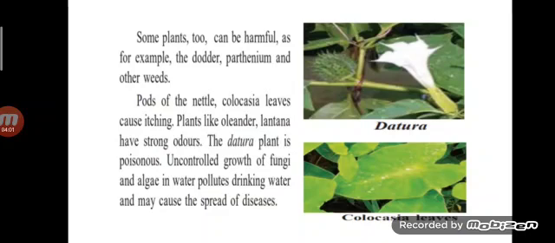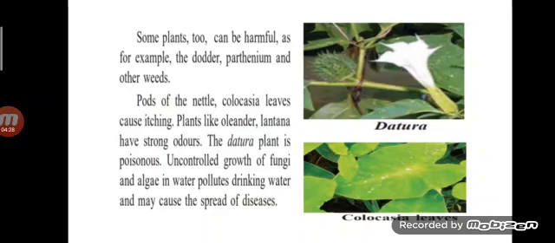Now, let's look at some plants that are very harmful. Some plants too can be harmful, as for example, the dodder and parthenium and other weeds. Pods of nettle and colocasia leaves cause itching, that is, when we consume them, we will feel a very itching sensation. So, it is not good to consume such things.